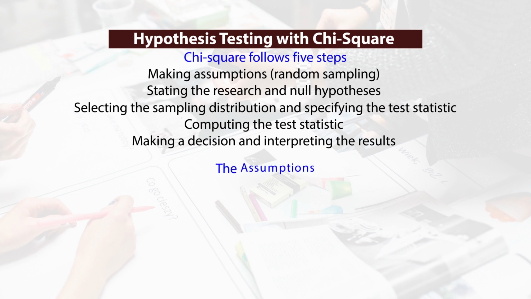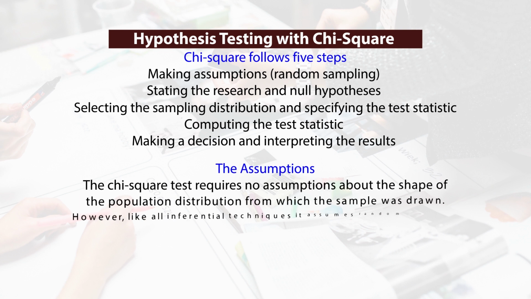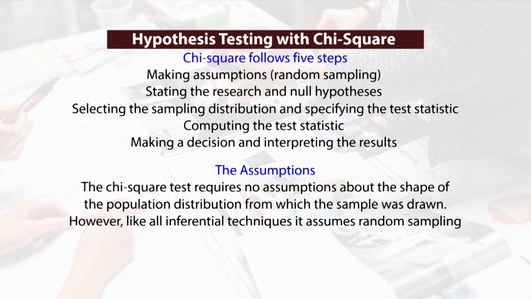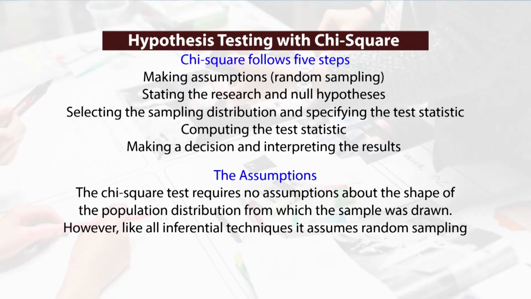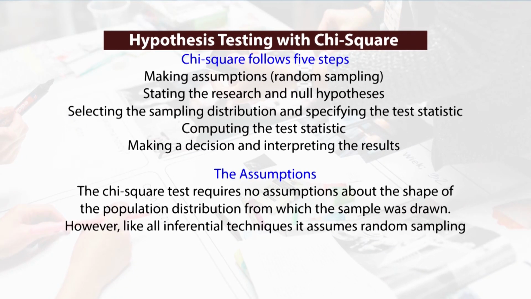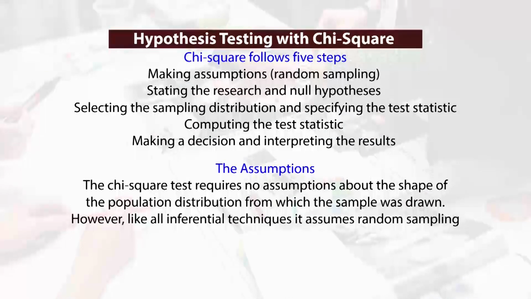So if we take an assumption, the chi-square test requires no assumption about the shape of the population distribution from which the sample was drawn. However, like all inferential statistics, it assumes random sampling.